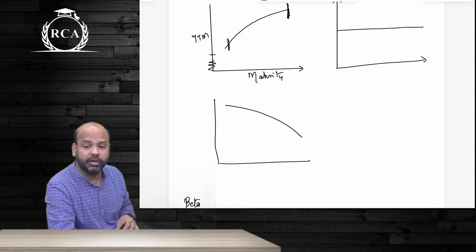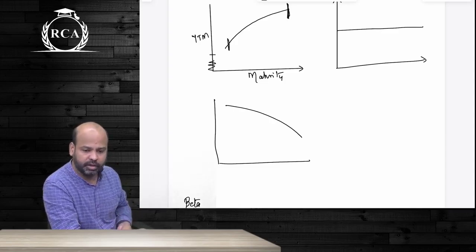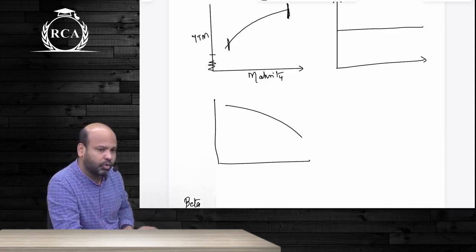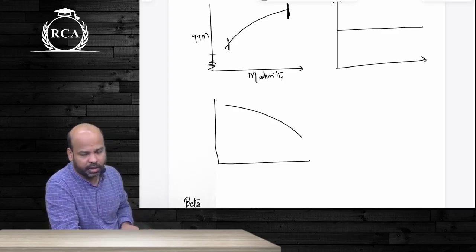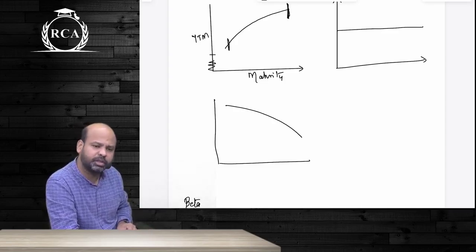Which economies will normally have an upward sloping yield curve? Developing economies are going to have an upward sloping yield curve. Very developed economies with huge supply of money will have a flat yield curve.